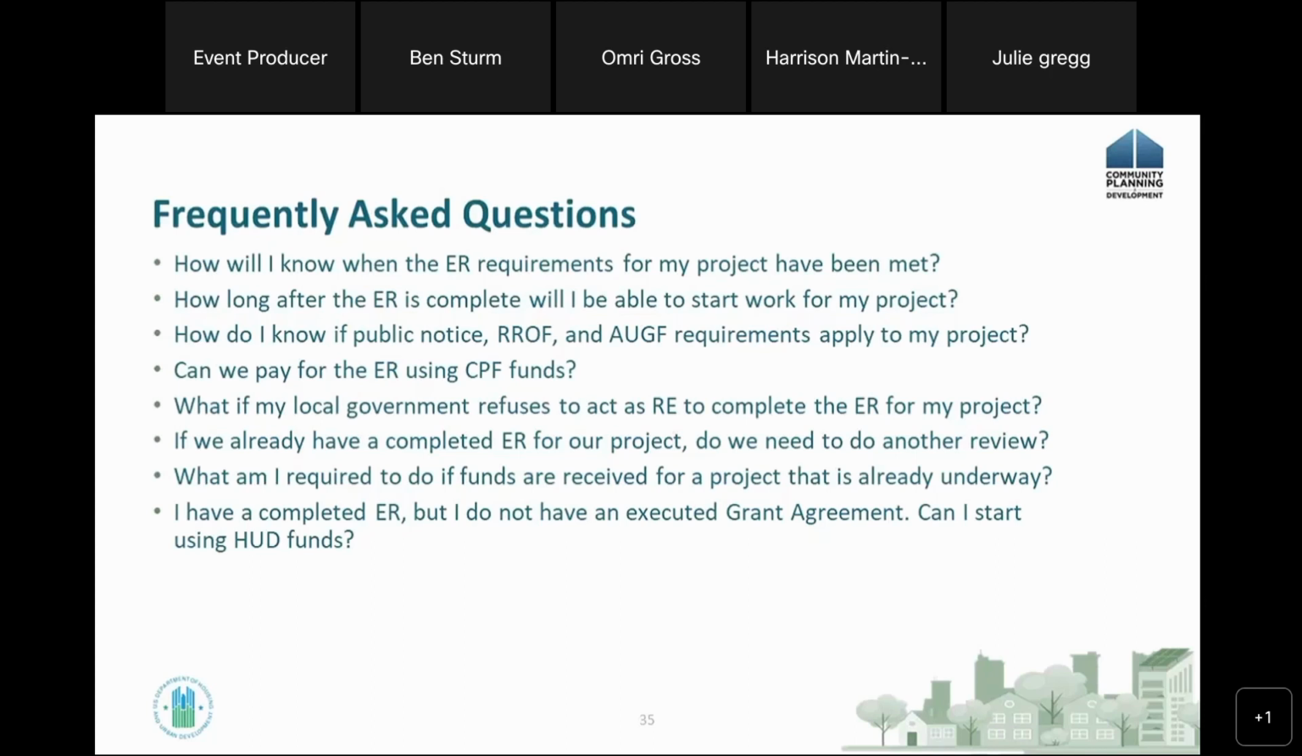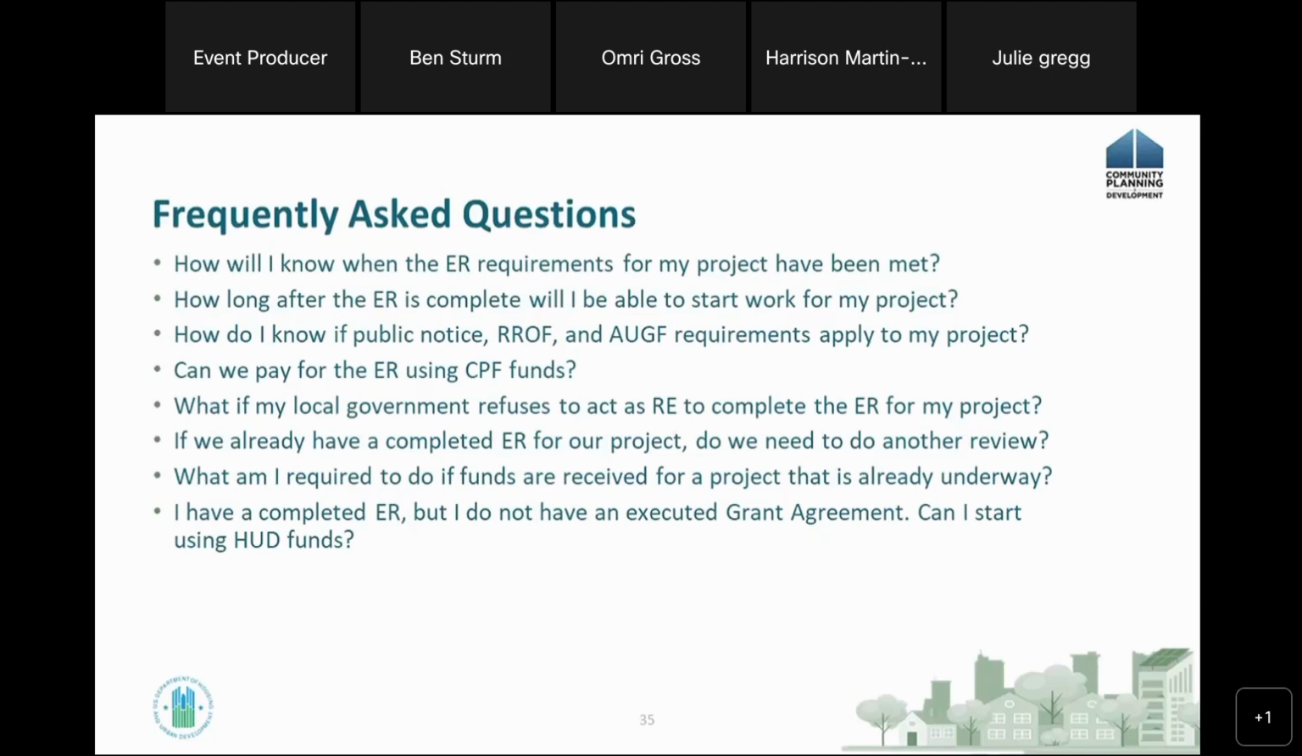They're much more clued into and tapped into their community and community groups and whatnot. They're a better location for public notice to come out of, all of the above, essentially. But again, if you run into the situation where the local government refuses to act as the responsible entity, please reach out to your regional environmental officer and they'll discuss next steps with you.